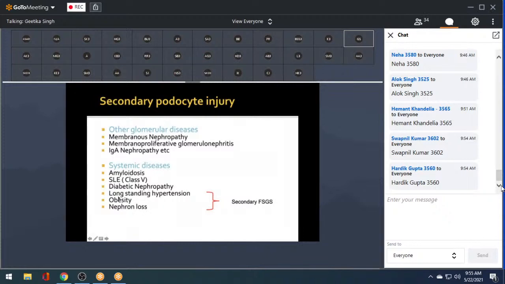I want you to remember these three things together because they put pressure on the glomeruli and cause an adaptive change resulting in secondary FSGS. What do I mean here? When you have long-standing hypertension, or obesity, or nephron loss, there's a lot of pressure on the glomeruli. That pressure makes them much larger. They become very big. Let me take you back to that image right here.